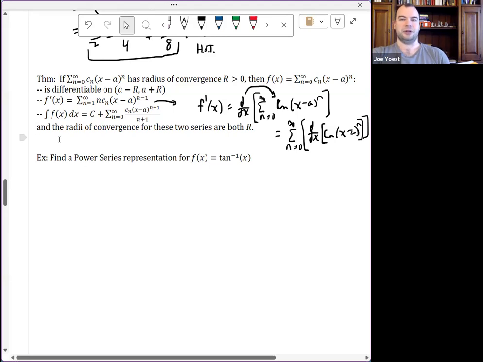And also the radii of convergence for the two new series, the ones resulting from the derivative or integral, have the same radius of convergence. So pretty powerful theorem. You can move derivatives and integrals inside or outside of the summation when you're on the open interval of convergence.